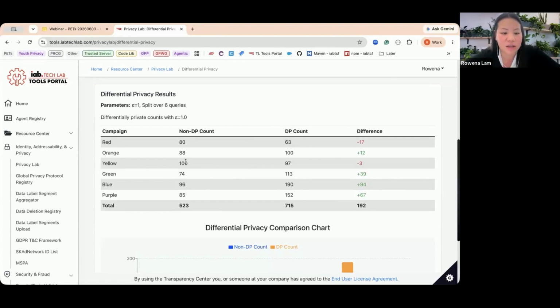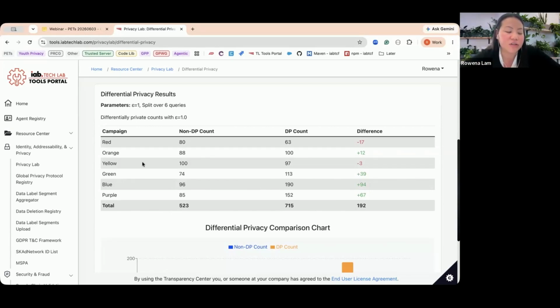If you look at yellow, same thing. The true count is 100. With this applied, 97, off by 3. So the noise is random. Some campaigns, as you'll notice, are going to be close, some are further off. A difference of 3 for the yellow campaign is not that big of a difference. But if you look at purple, for example, or even blue, the difference is 94, 67. The total, though, there's a difference because, again, we've got the epsilon set to 1, but it's in the ballpark.